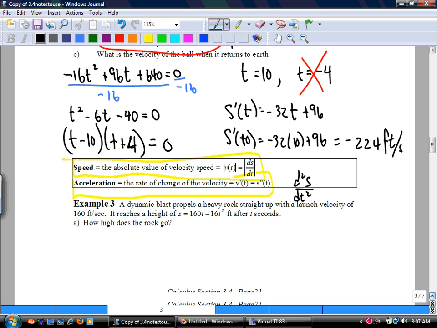Okay, a dynamic blast. You take a grade 8 and you put them inside of a cannon and you fire it straight up with a launch velocity of 160 feet per second. It reaches a height of s equals 160t minus 16t squared feet after t seconds. How high does the rock go? What do we have to do?